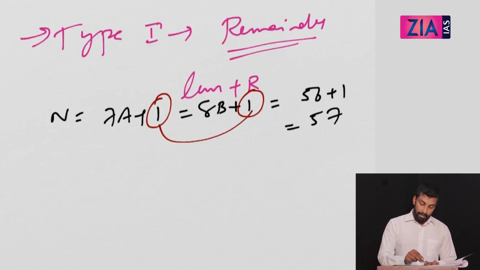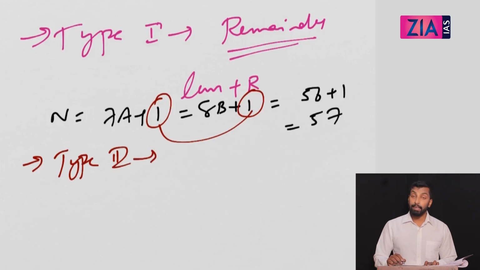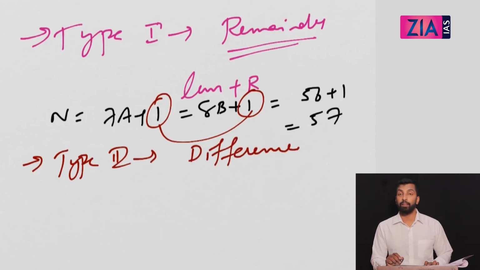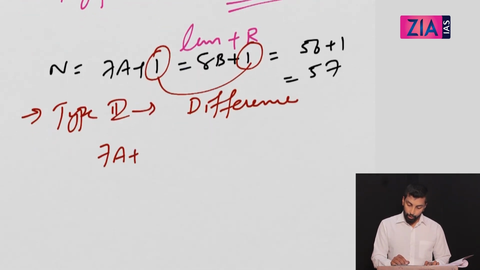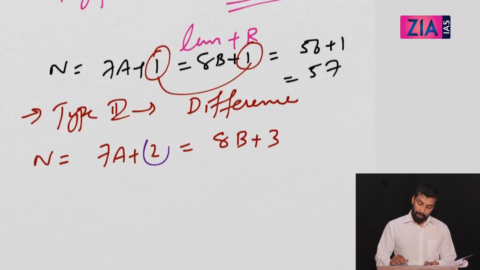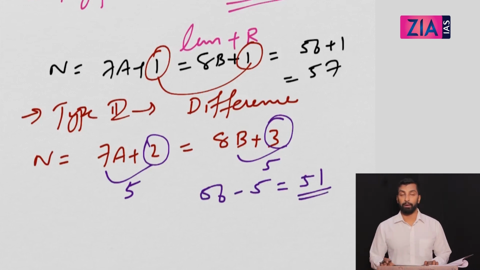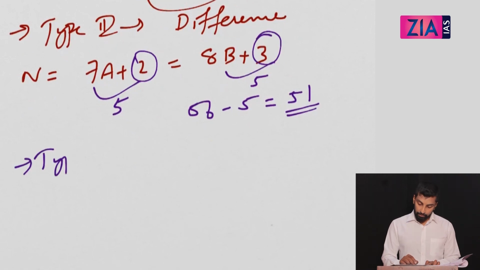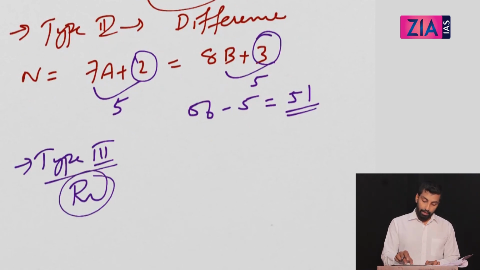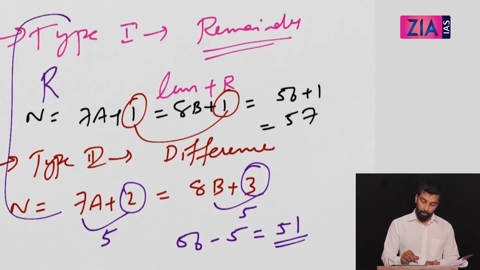Remainder is same. Second type, type 2, what is that? The difference between the divisor and remainder is the same, right? One example if you need: 7a plus 2 is equal to 8b plus 3. So n is equal to 7a plus 2, 8b plus 3. Remainders are different, but the difference here is 5, and here also 5. What is the answer? LCM minus difference. So 56 minus 5, 51. What is the third type? There is nothing common. So type 3 is your round 2 question. These two are must-attempt round 1 questions.